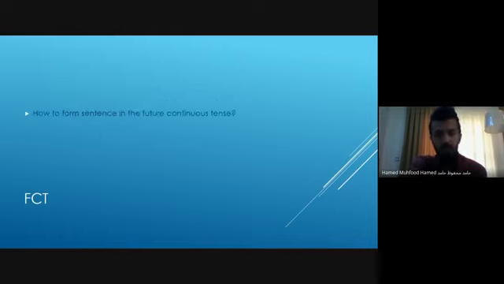Okay, so now we move to how to form a sentence in the future continuous tense. Now, this is the question: how to form a sentence in the future continuous tense. Hanan?